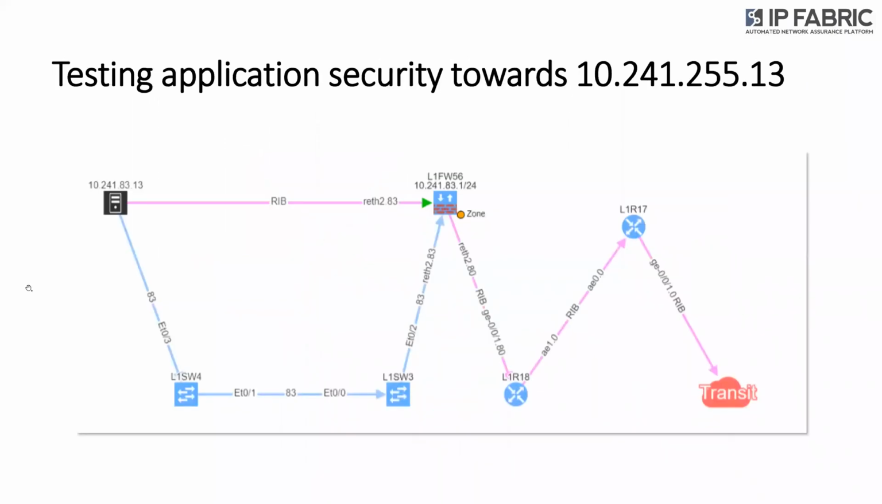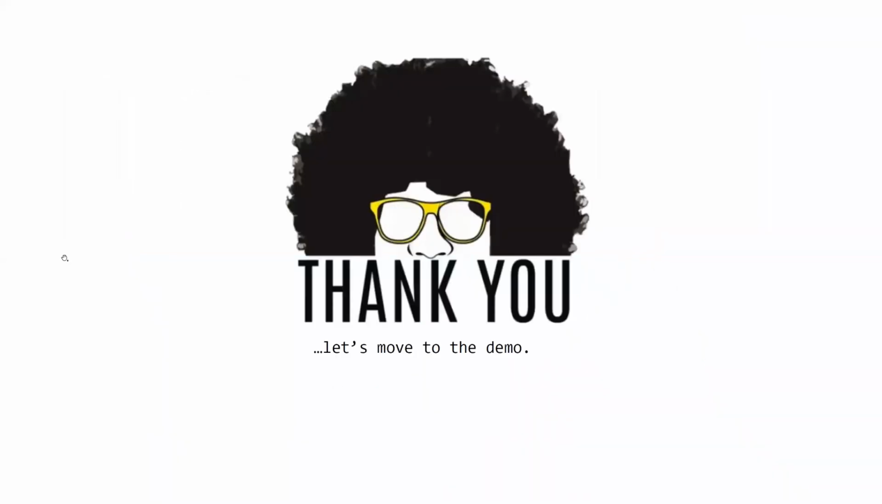In the last phase, we will be testing the application security path towards the server, which is supposed to work as a support for our payment service. It's going to be 10.241.255.13, which is somewhere in the transit, and we just need to make sure that the traffic passes our LAN and our routed part of the topology correctly, especially through the firewall. Thank you for watching the presentation, and let's go to the demo and go through each point individually.